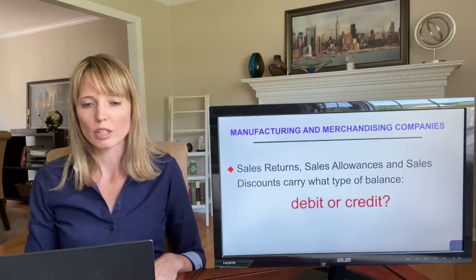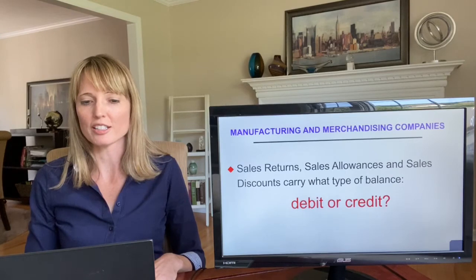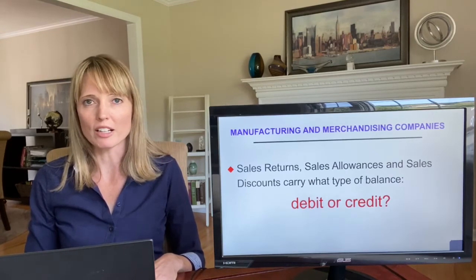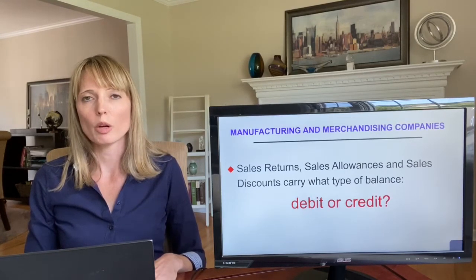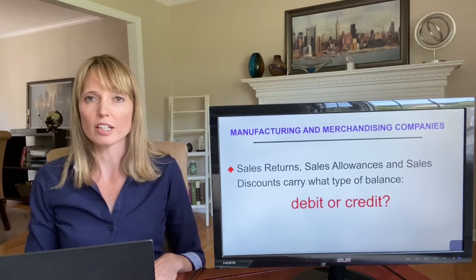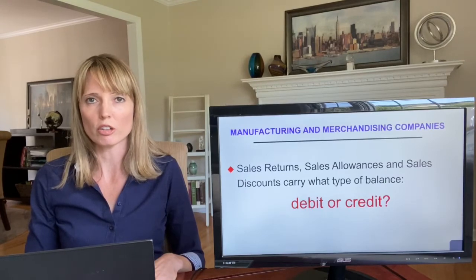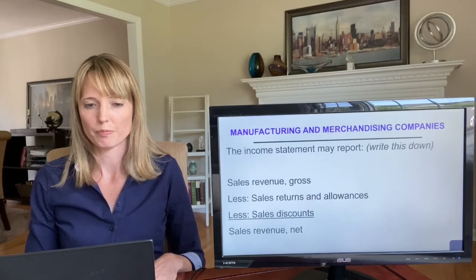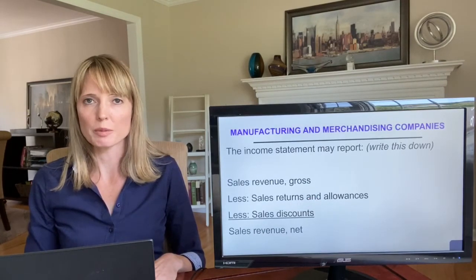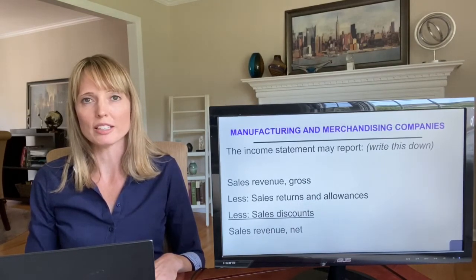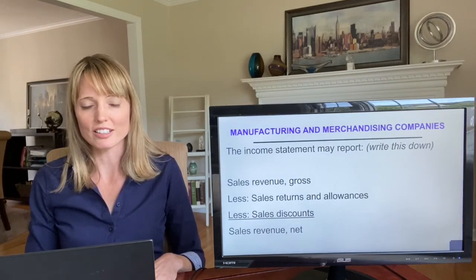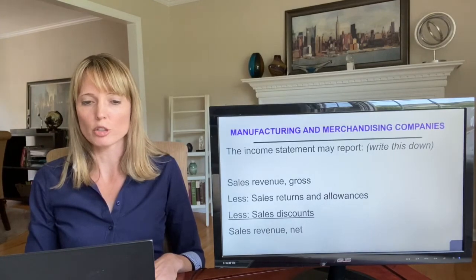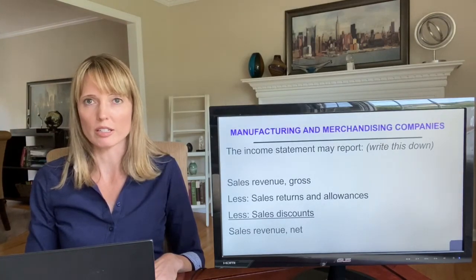So here's the question. Sales returns, sales allowances, and sales discounts carry what type of balance, debit or credit? Well, remember, sales revenue carries a credit balance. So if these items reduce revenues with a credit balance, therefore they must carry a debit balance. So while most income statements start with sales revenue, net, what's behind that net number? The gross sales, or the actual sales to customers, reduced by sales returns and allowances and sales discounts.